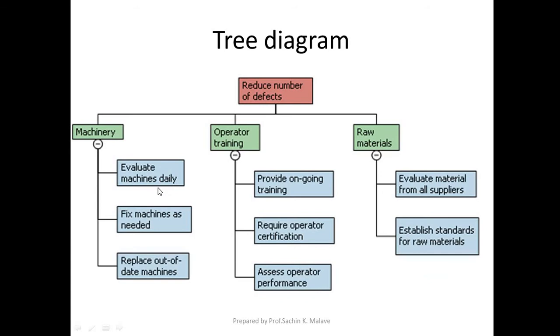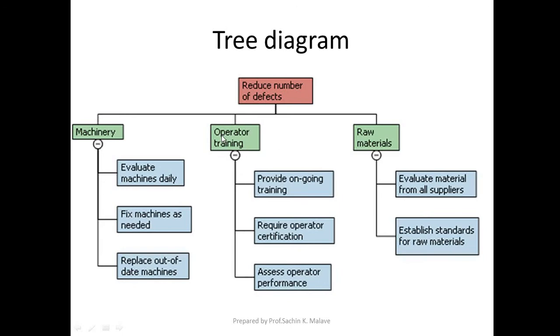Evaluate the machines daily, on a daily basis. Fix the machines as needed. Because of evaluation of the machines on a daily basis, if there is any kind of fault in the machine itself, that can be easily found. Defective components can also contribute towards the production of defective parts. Fix the machines as needed. Replace out of date machines. The machines which are not in proper working condition, you have to replace. This will help to reduce the number of defects.